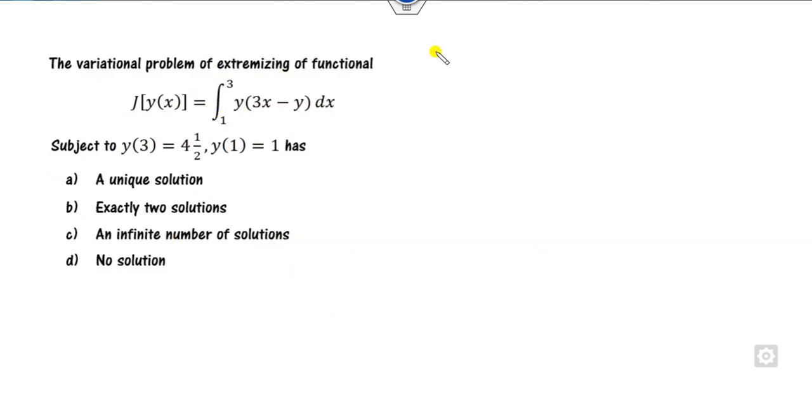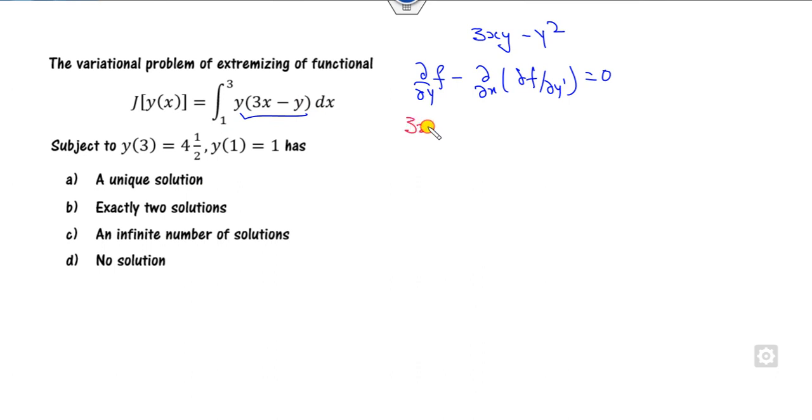Now which of the following is here? I can write this function as 3xy minus y square. Now we can start from here with the partial derivative. The partial derivative is 3x minus 2y. This other part is 0, so its partial derivative is also 0. So y is 3x over 2.